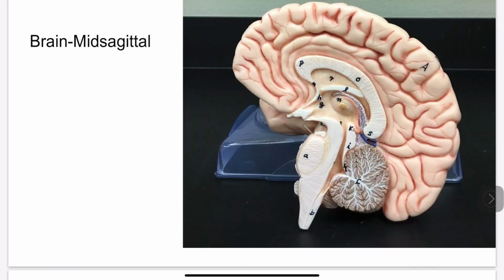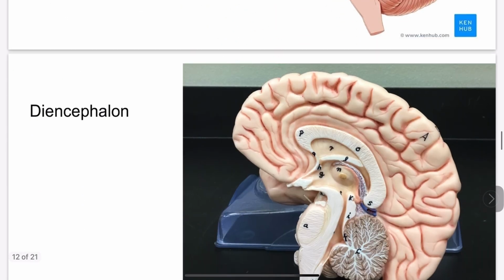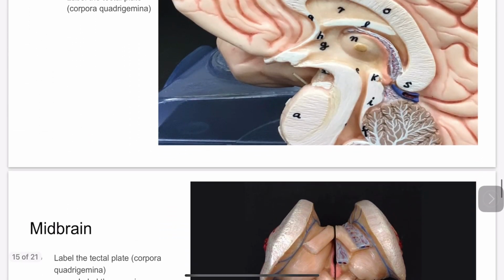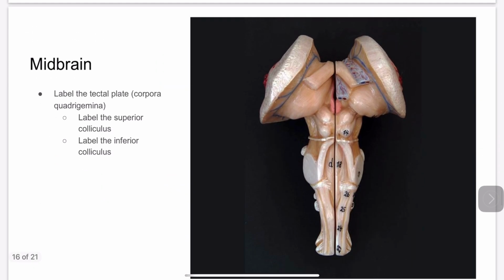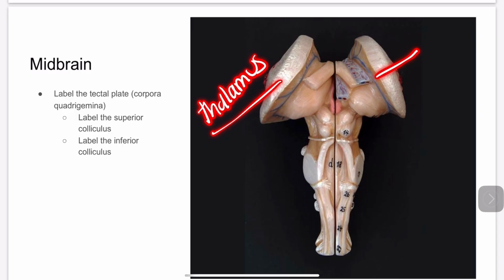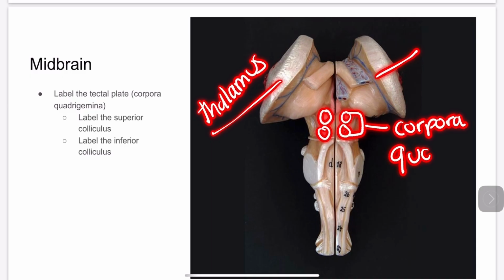And then we also have the, let's see, we are missing corpora quadrigemina. So let me see if we have a photo of it. Hopefully we do. Yeah, so this one right here, right? Remember, this is a kind of funky looking image, but this is going to be our thalamus, kind of in 3D on both ends. And then these four bumps here, right? The entire thing is called corpora quadrigemina. Corpora quadrigemina.